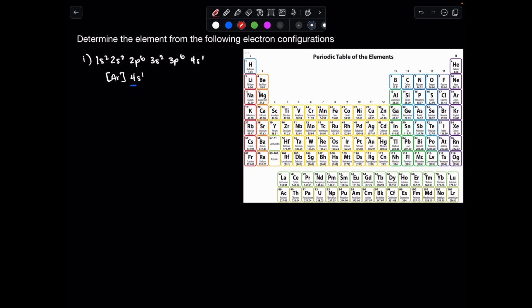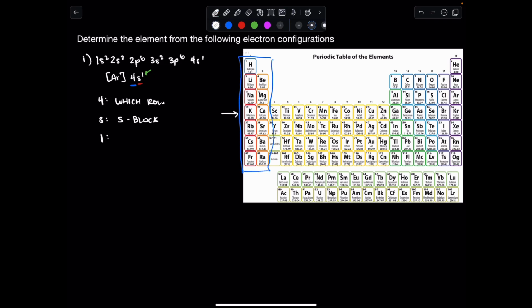We're going to use this 4, we're going to use this s, and we're going to use this 1. So the 4 is going to tell us which row we are in, and that's going to be row 1, 2, 3, 4. The s is going to tell us which block we are in. So we are in the s block, which is the first one right here.